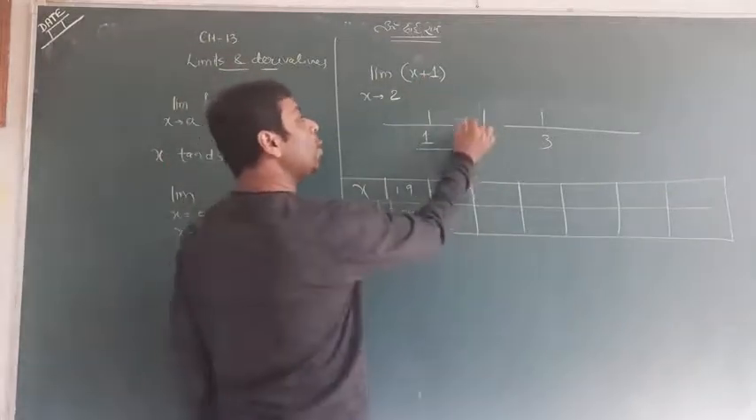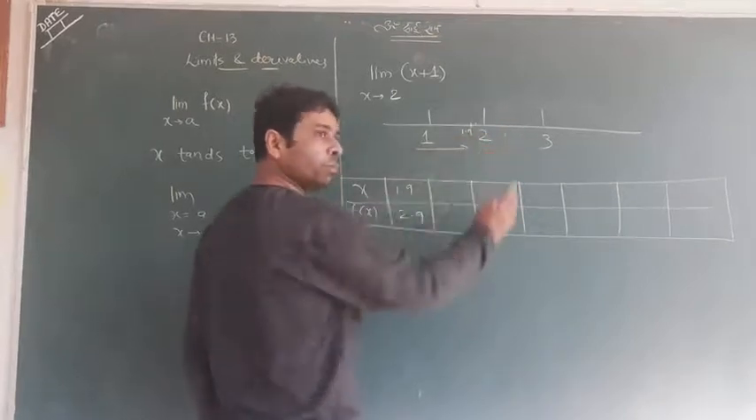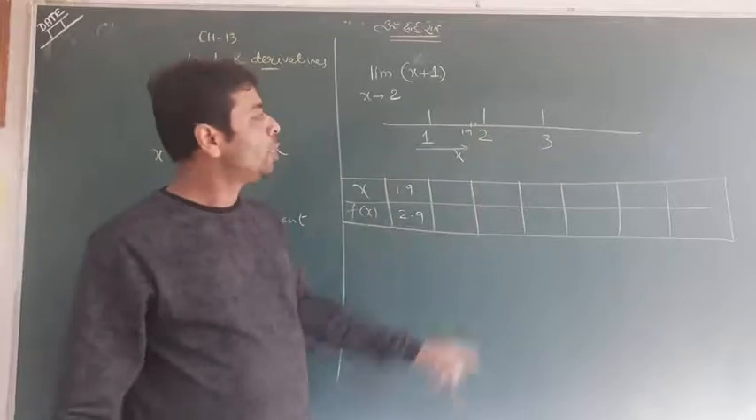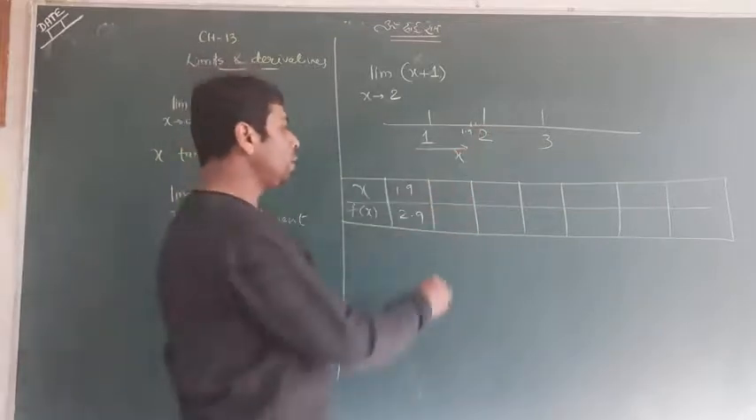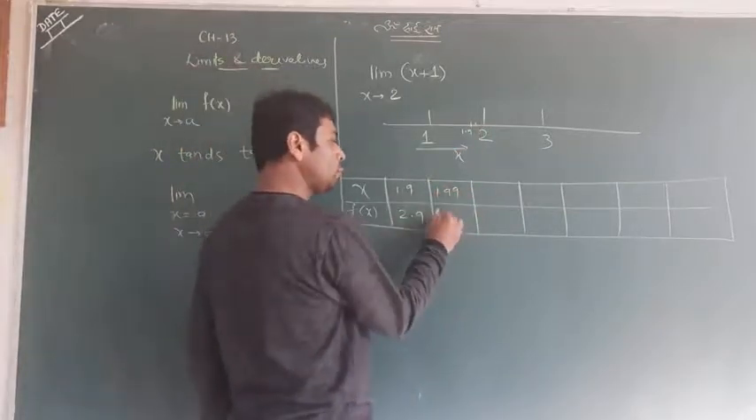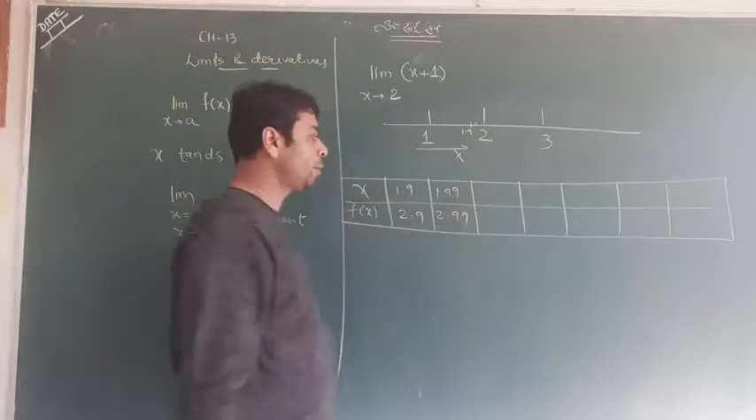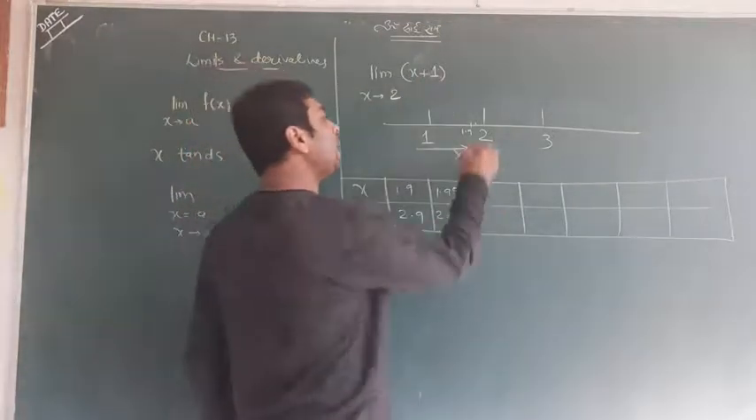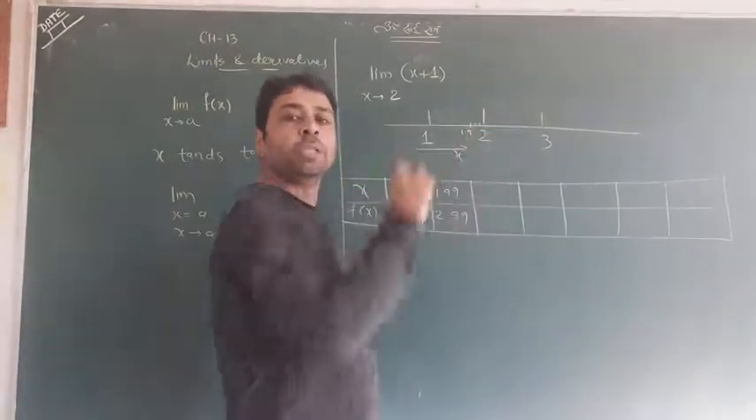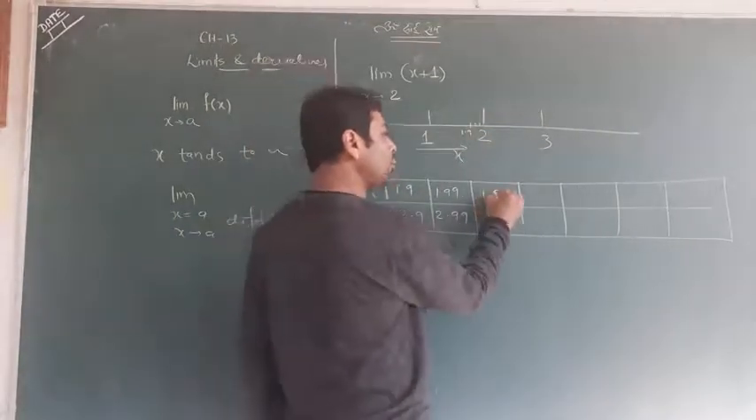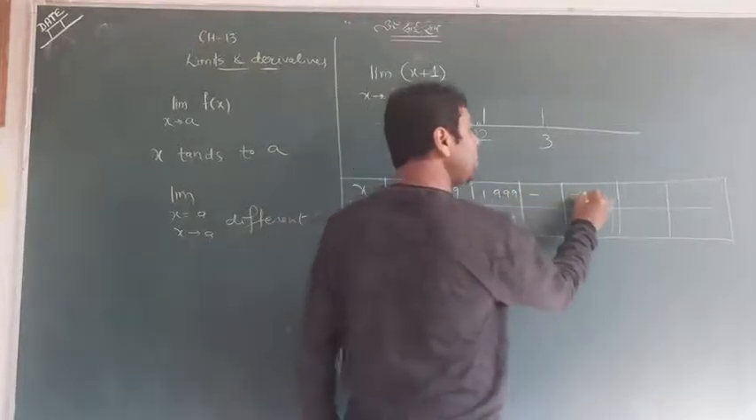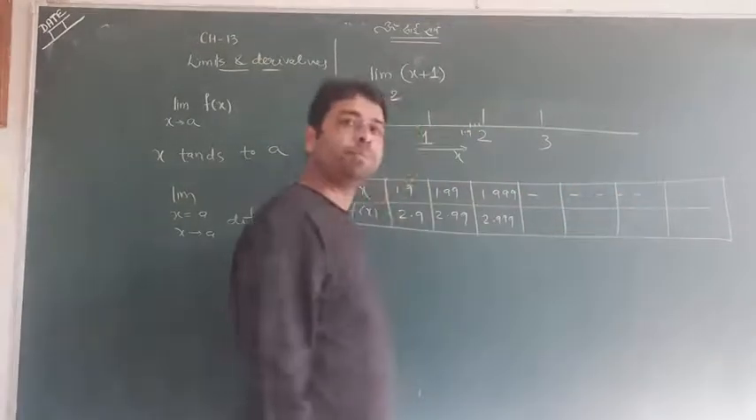x is reaching very near to 2. x is not equal to 2, but x is reaching to 2 from the left direction. So when I put the nearest value 1.99, it will be 2.99. When I put 1.99 here, I get 2.99. Again when x goes nearer and nearer to 2, suppose 1.999, the answer will be 2.999. This way will never end.